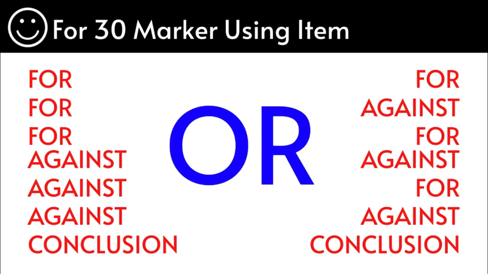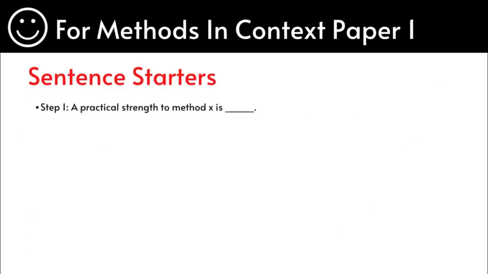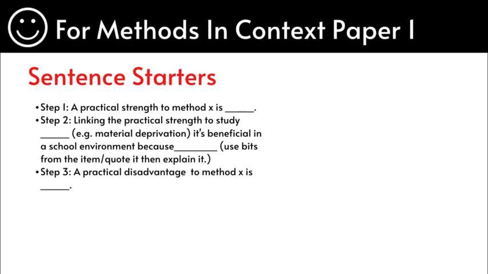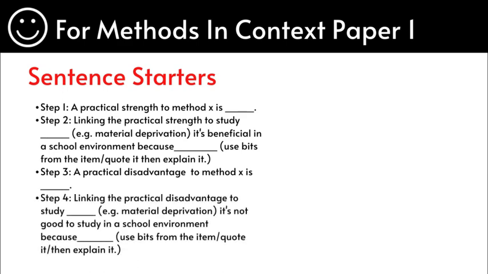Same applies, just like the 20 marker, but the 30 marker is longer, as you can say, and you just need 3 points instead of 2. That's why we can see the difference between a 20 and 30 marker. Method and context, starter structures. Have a look at these starter structures as such.